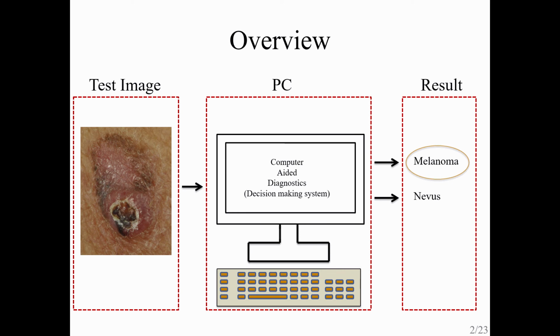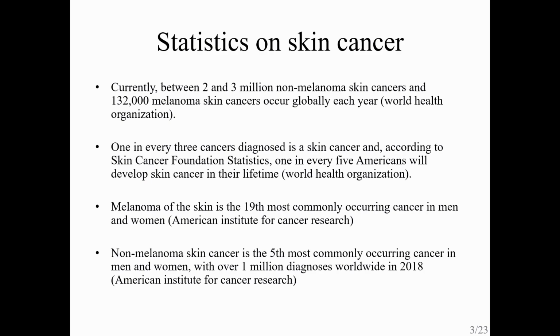So here's the overview. Imagine we have an unknown image or test image. I ask my computer, and the computer responds with the result for the test image. So this is the whole study, summarized. Some statistical information is an important criterion for the development of artificial intelligence-based applications.